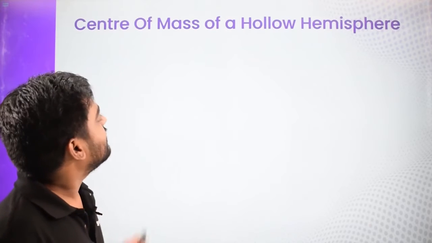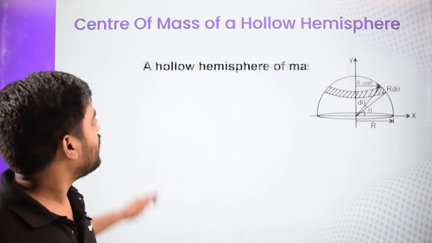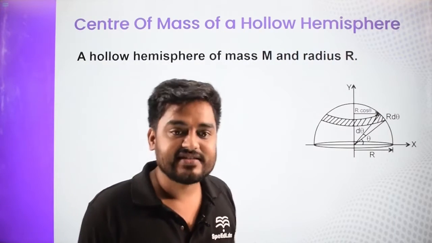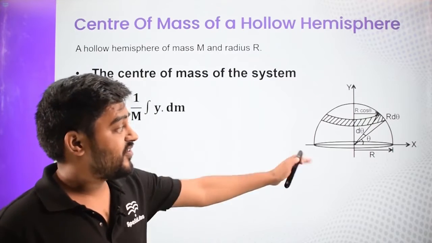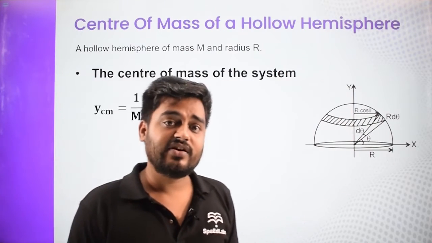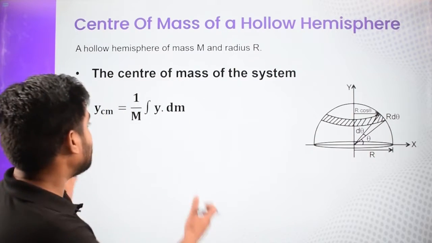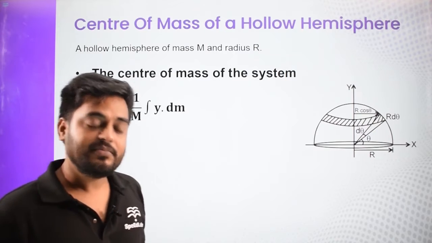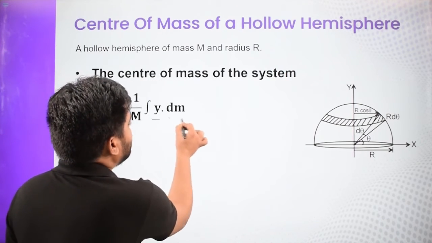Let us find the center of mass of a hollow hemisphere. So we have a hollow hemisphere of mass m and radius r. Again we want to get the center of mass, and this is symmetric about the y-axis. So the x coordinate and z coordinate are going to be 0. And what about YCM? For YCM, we have this formula: 1 by m integration y dm. Same formula we have to apply, and we just need to write what is y and what is dm.